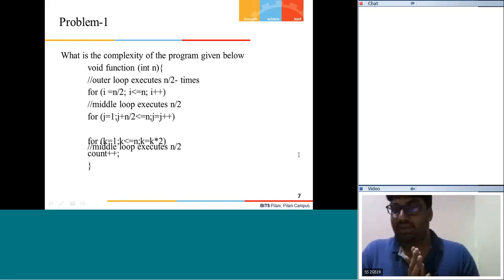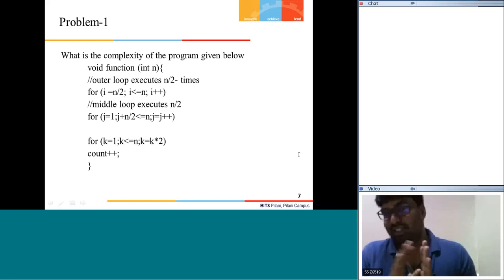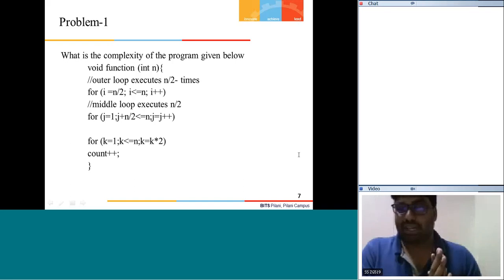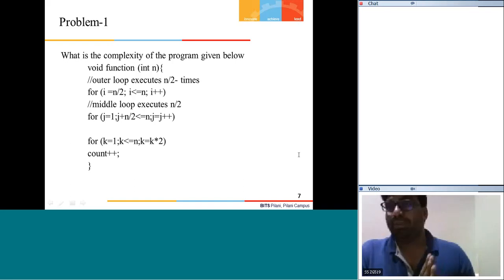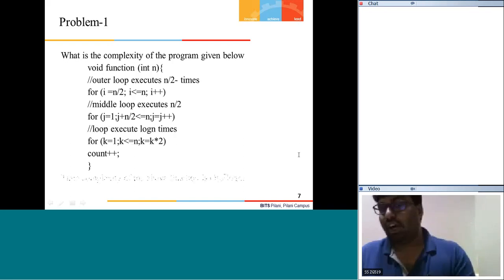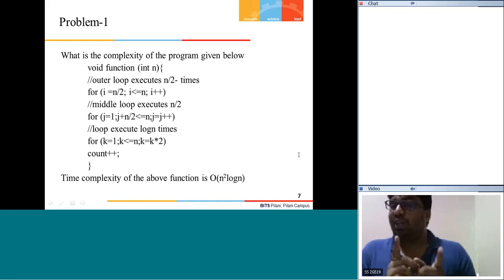Now next, how many times is this loop running? The internal loop is also running n by 2 times or n times. That's absolutely correct. I'm taking n just for easier reference, so don't worry, the correct number of iterations is n by 2. Now how many times is the for loop running? It is log n times. Now let's see the equation. The outer loop n times, so just do simple multiplication. N into n is n squared into log n. Got it? So that's the reason why it is n squared log n.